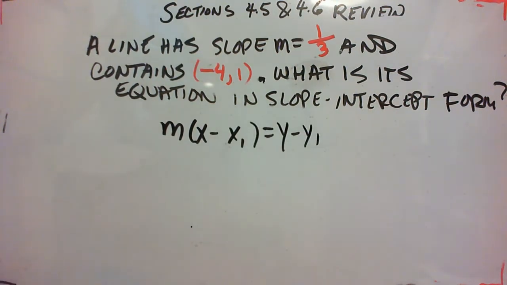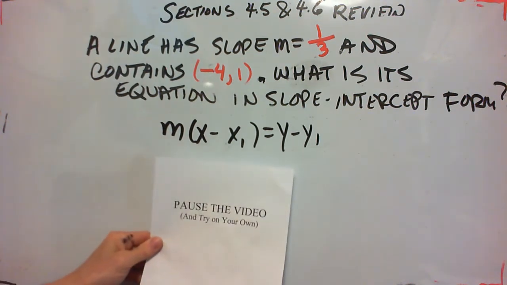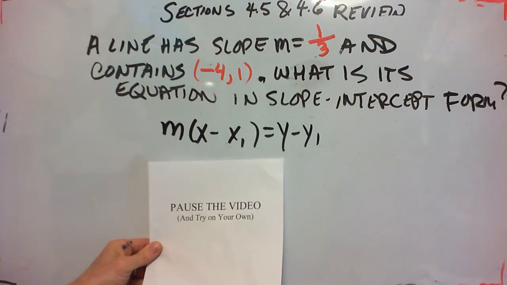Okay, here's another problem. Same type of problem, just a different slope, a slope that's a fraction, and a point -4, 1. Find the equation of this line and write it in slope-intercept form. And once again, we just plug into the point-slope form. So try this on your own, pause the video, and see if you can get the correct answer.